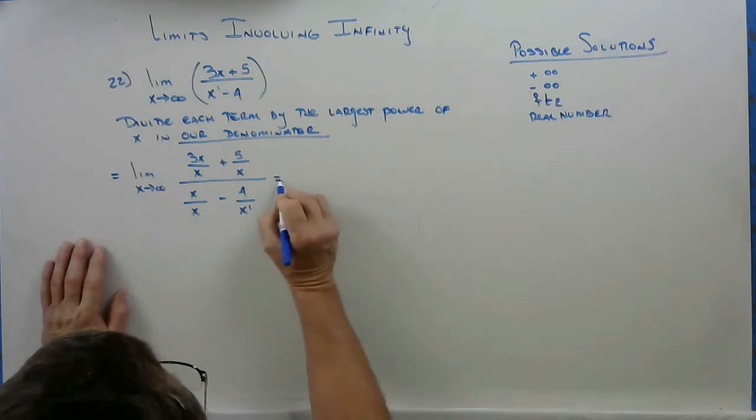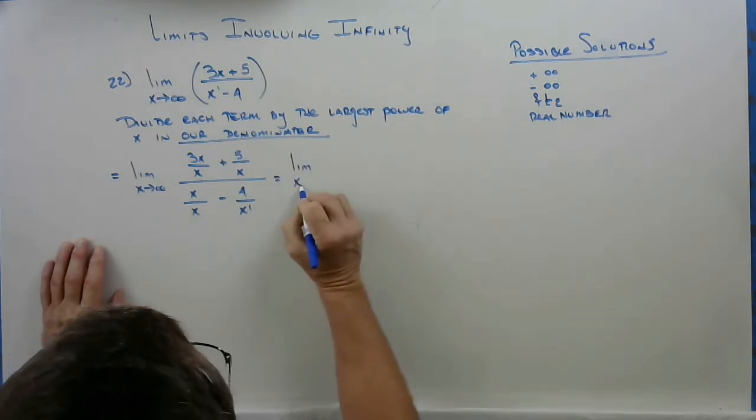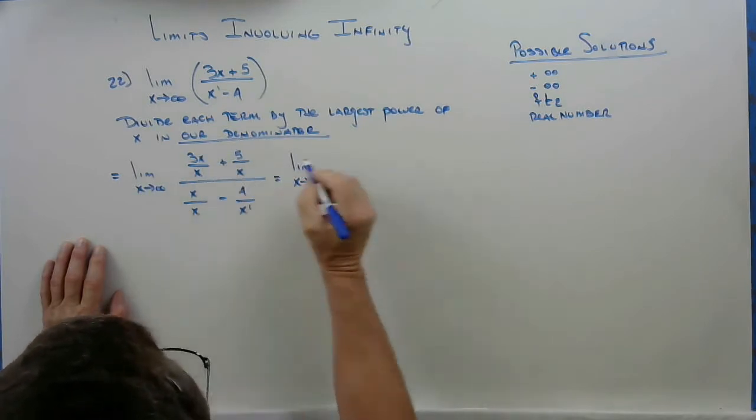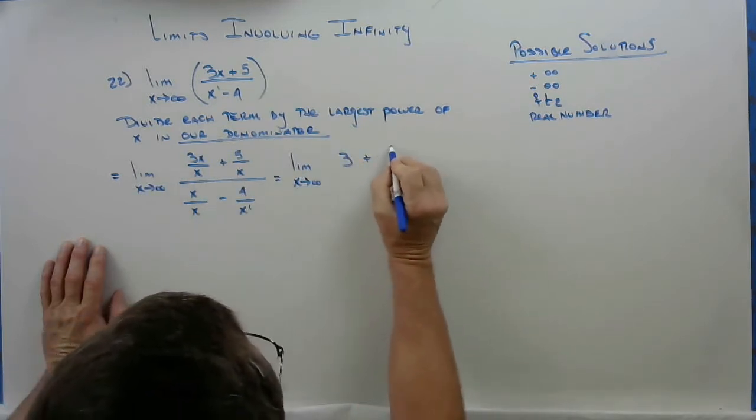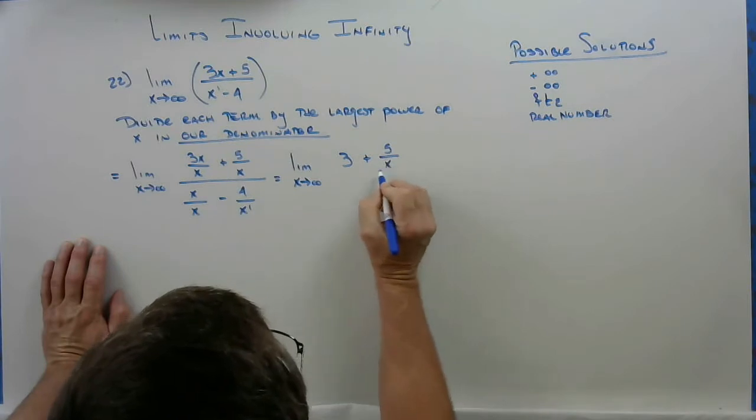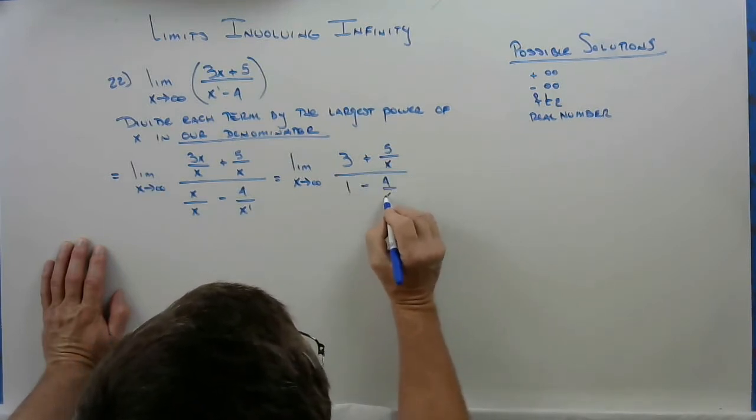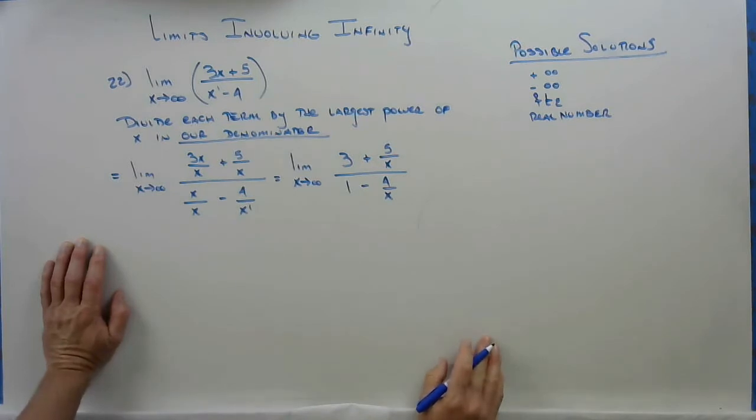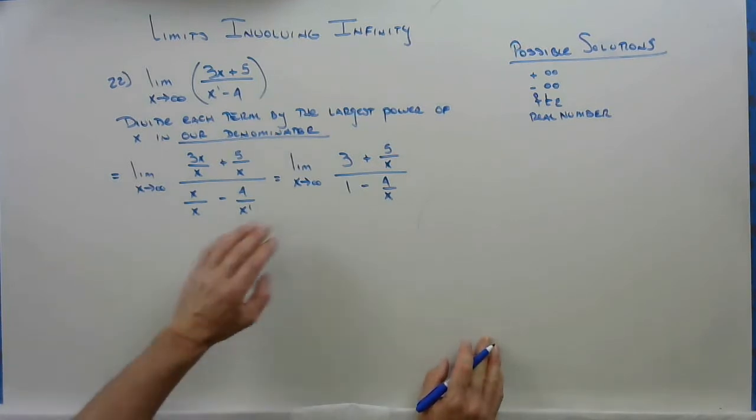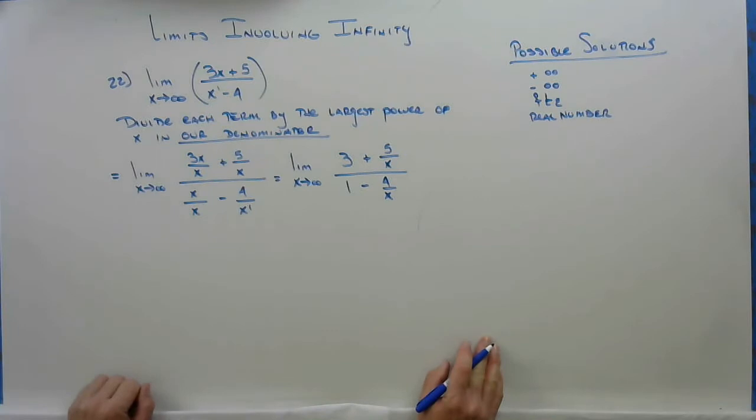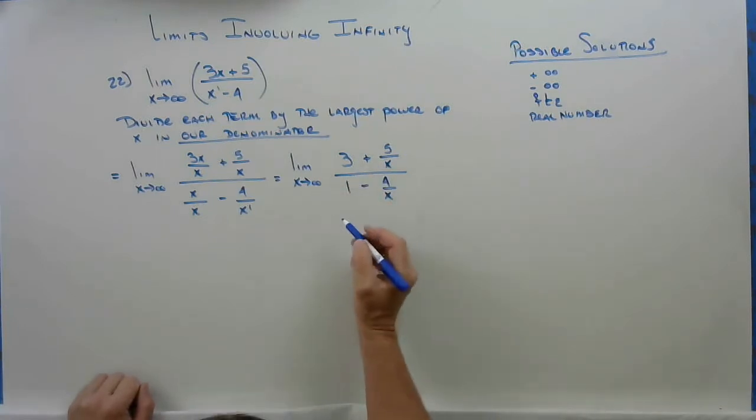So when we simplify this, this becomes the limit as x approaches infinity. This just becomes 3. This is 5 over x. This is 1, and this is 4 over x. Now, where are we going to go from here? We're going to plug in infinity. We're going to ask ourselves, what happens when I take this limit?